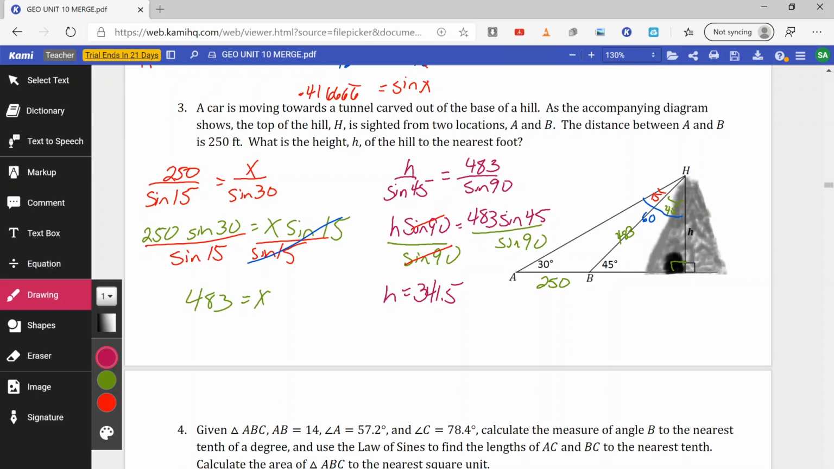And it does make sense, 341.5 feet. And again, it makes sense because it is smaller than the hypotenuse that we found in the previous step, 483. The right angle should always have the hypotenuse across from it. So 483 is greater than 341.5. Therefore, it does make sense. To the nearest foot, we would round up to 342 feet.